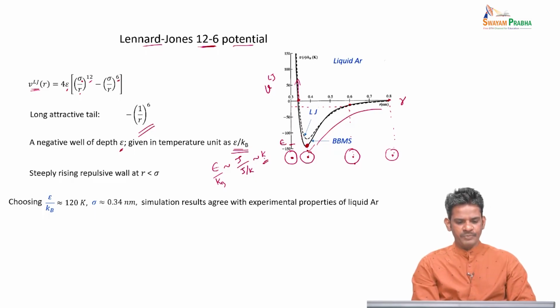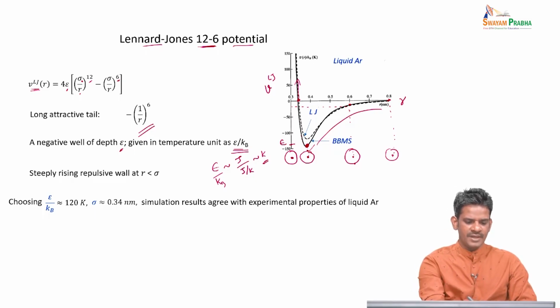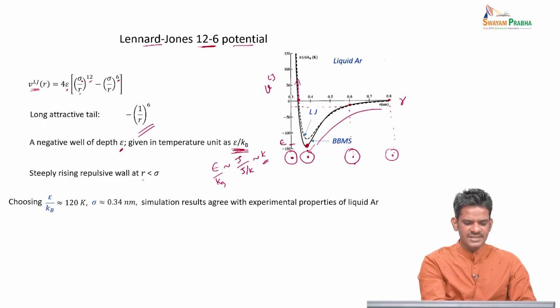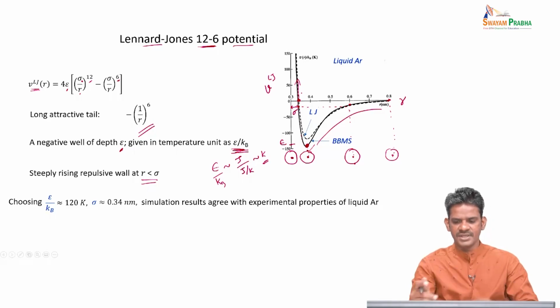So when we represent this well depth epsilon, it is given as epsilon by kB in units of temperature. And this potential also rises steeply the moment r becomes less than sigma. So this is sigma, r equal to sigma is this place. The moment the atoms come closer than sigma, there is a sharp increase in the repulsive interactions.